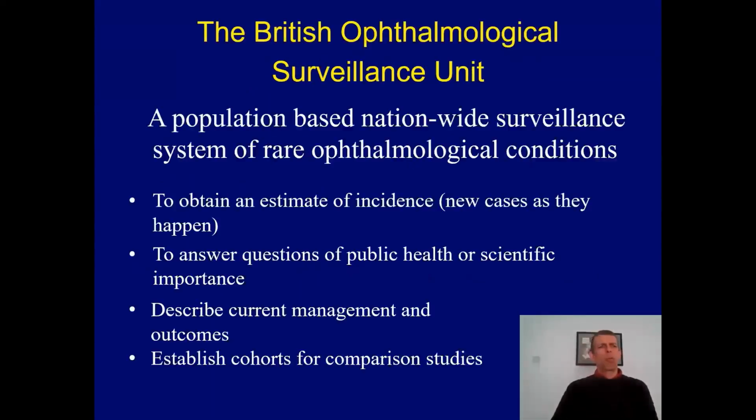So the BOSU operates a population-based rare eye disease surveillance system across the UK. This is a globally unique system that supports the epidemiological study of rare diseases of public health or scientific importance. This enables us to answer questions on incidence, describe management outcomes, and establish cohorts for comparison studies, most commonly case control studies to establish risk factors.